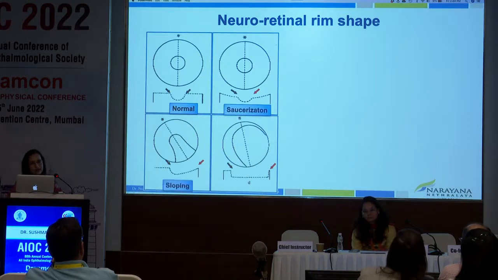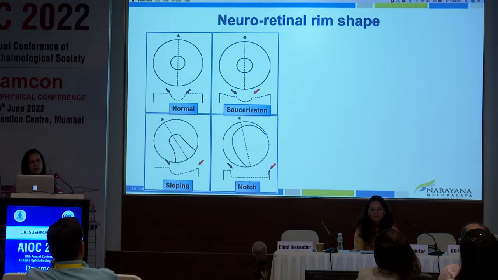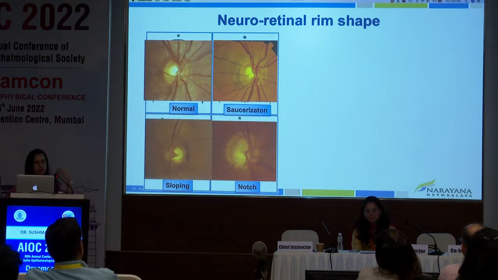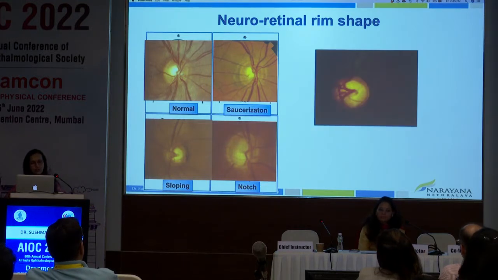And in the C diagram that you see, there is a loss of differentiation between the neuroretinal rim and the cup, and that is called sloping. And when you have the excavation, that is when you see a notch. These are the diagrams, and these are the real clinical pictures of the same discs that I demonstrated to you. So when we see in stereoscopic view, you can actually see which category it fits into.